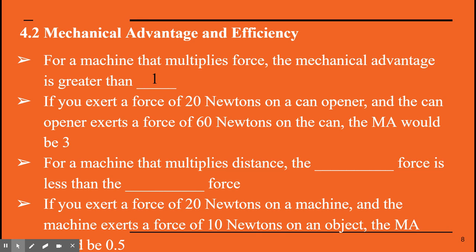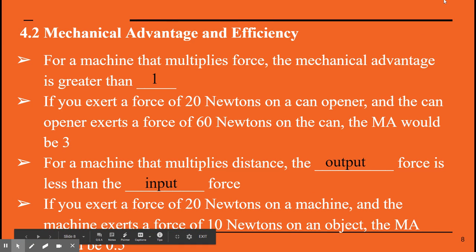If we have one that's multiplying distance, output force is less than the input force. And this is an instance where it's not so bad. If you exert a force of 20 newtons on a machine, the machine exerts 10 newtons. You have 10 divided by the 20. MA is only 0.5, but it's exerting your force over a longer distance. The primo example for this one would be a ramp or an inclined plane.